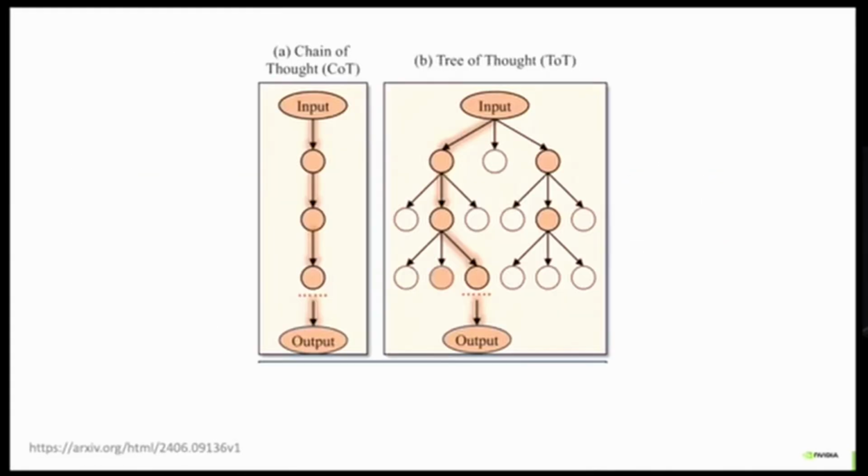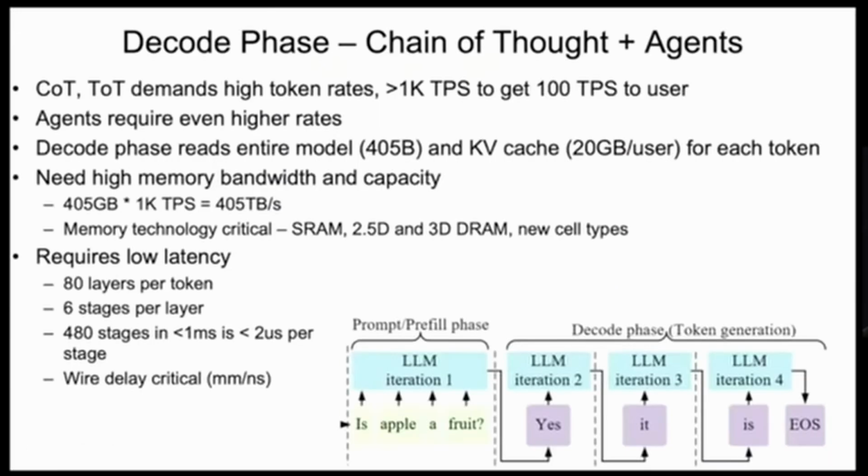And these days, you don't just do that once, but before you give a token to the user, I go through a chain of thought, running that LLM multiple times, or even a tree of thought where I'll do things in parallel and then prune down what my final answer is. Let me skip over the agent here.